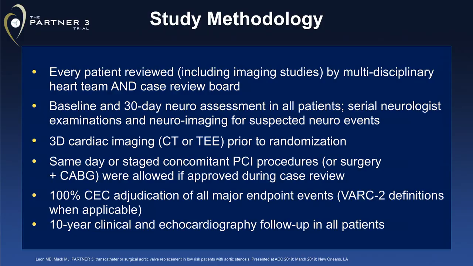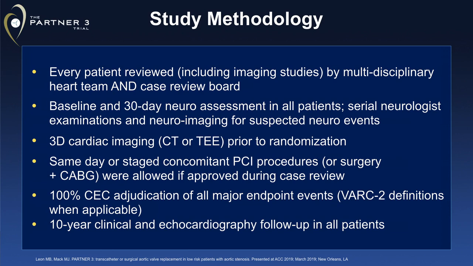Again, every patient was reviewed by the heart team and the review board. Every patient had a 30-day assessment for neurologic status by a neurologist and serial neurologic assessments. And if there was a concern, they had neuroimaging. All patients had 3D cardiac imaging done, like I mentioned. And in some cases, they would allow the PCI or stenting to be done at the same time as the valve. Most often we do it beforehand.